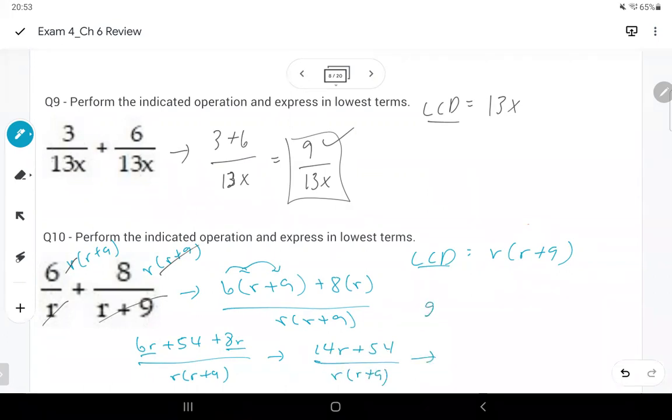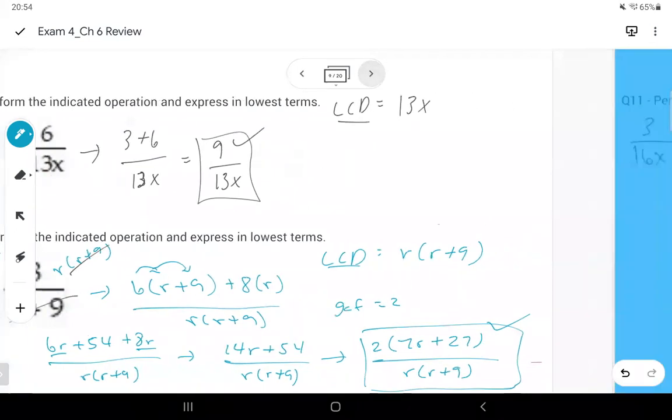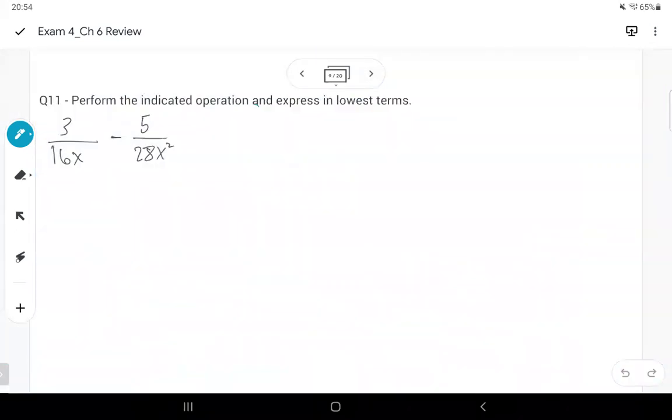We have a GCF on top of 2. So we're going to pull it out. There. All right, now number 11, we can do a couple of different ways.